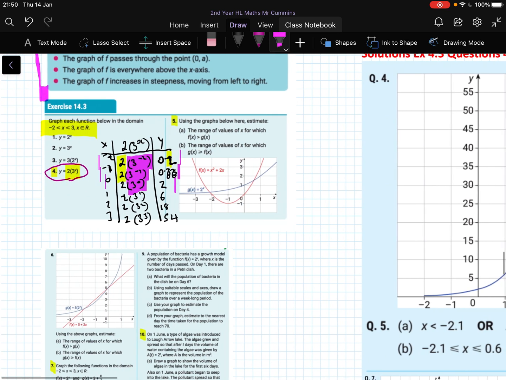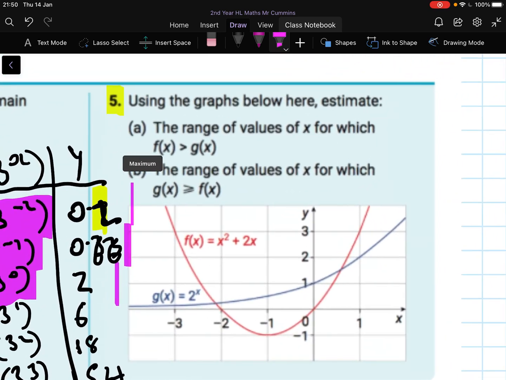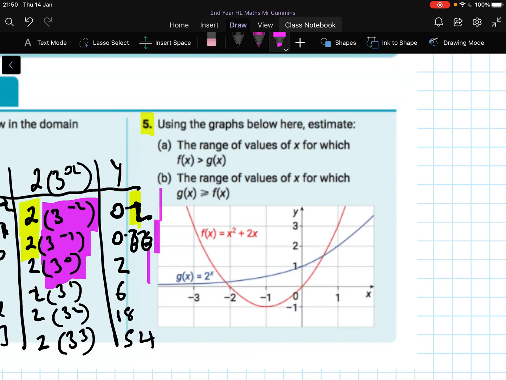So that's question 4. Don't ask anything else in there? No, they don't. Question 5. Question 5, they give us a graph. So question 5, we'll zoom in on here. I'll just get rid of this, this, and this. Keep it out of the way. Question 5. Using the graphs below, estimate the range of values for which f of x is greater than g of x. So f of x is your red, and g of x is your green.